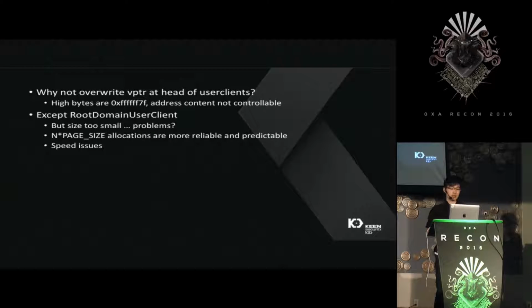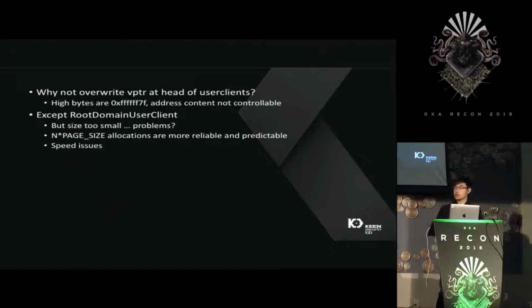Another question is, why not overwrite some vtable pointer at the head of some user clients? We do not choose this approach because in most user clients, the high bytes start with FF7F, and this is not the high bytes of heap addresses. In the OSX kernel, heap addresses usually have high bytes of FF80. So if we overwrite the vtable pointer, we cannot redirect it to an address we can control, so we cannot overwrite a vtable pointer to get RIP control.